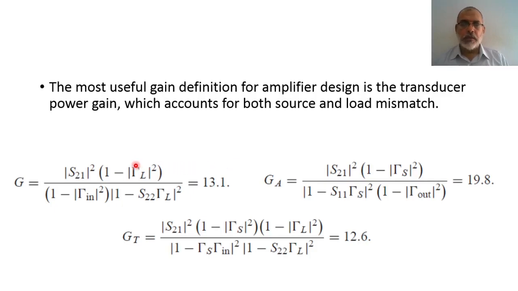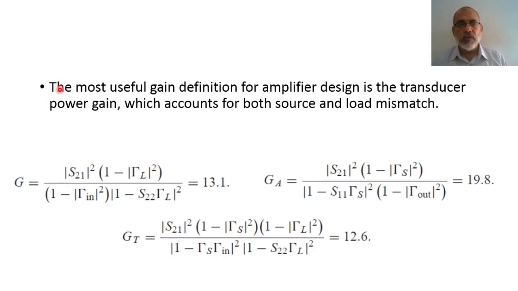The power gain is the gain when the load is matched to the transistor, but the transistor is not matched to the source. The transducer gain actually takes into consideration the mismatch between the source and the transistor, and the mismatch between the transistor and the load. So effectively, in practical cases, the transducer gain is a practical quantity which should be taken into consideration.